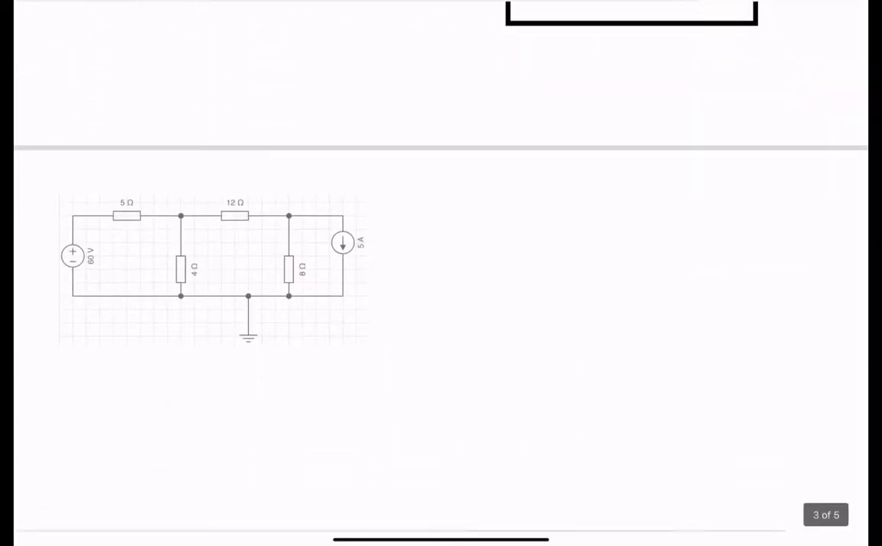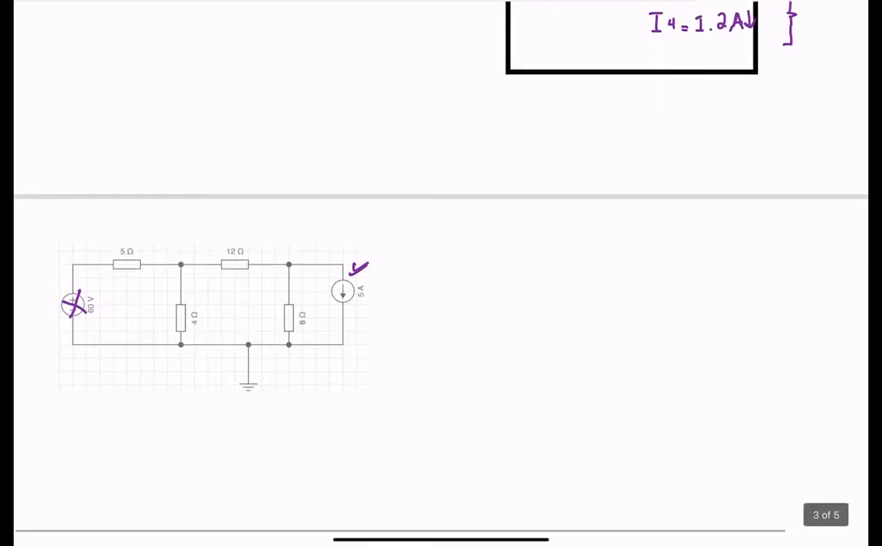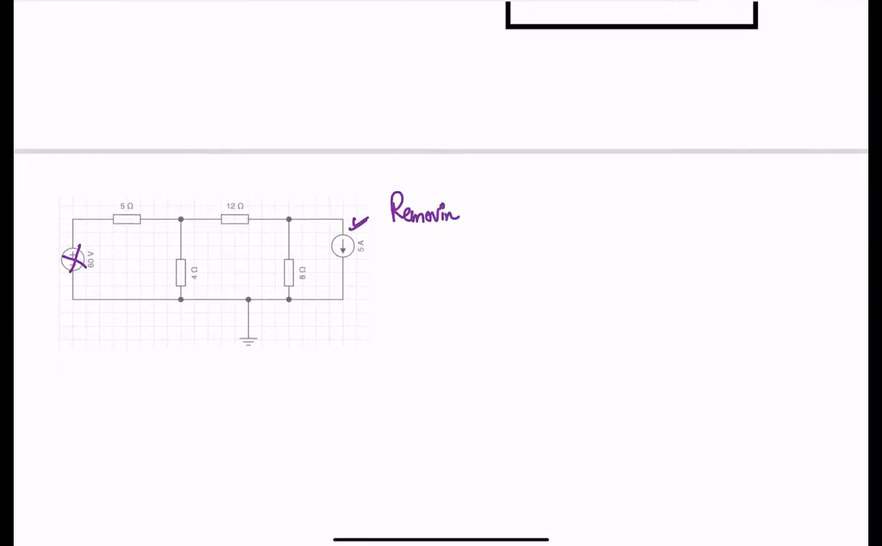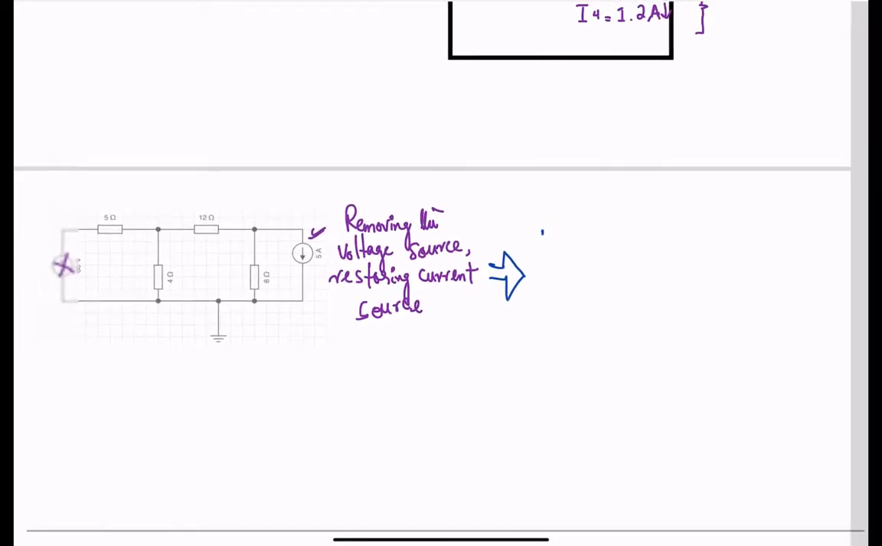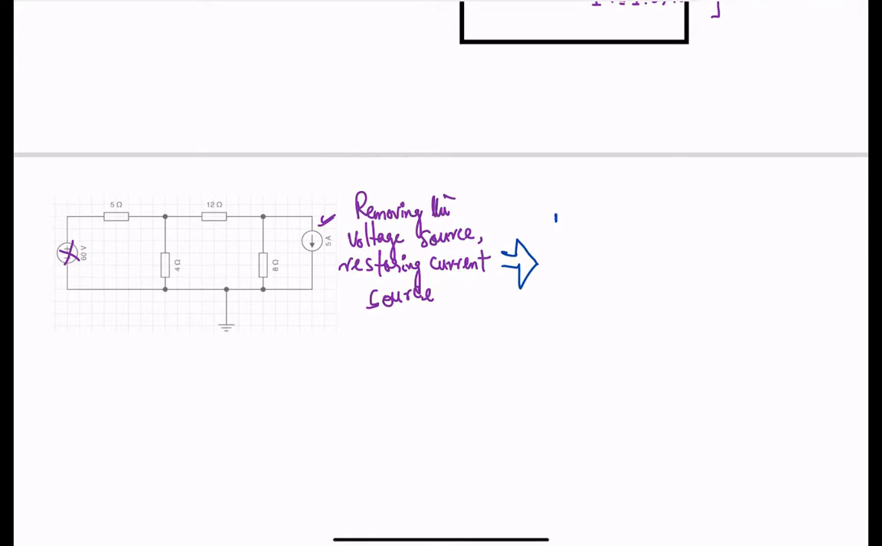I'm going to get rid of this source and then restore the current source. If I go ahead and make that circuit, the equivalent circuit would be, when we get rid of the voltage source, we basically replace it by a short, right? We short it. So that's how you short it.